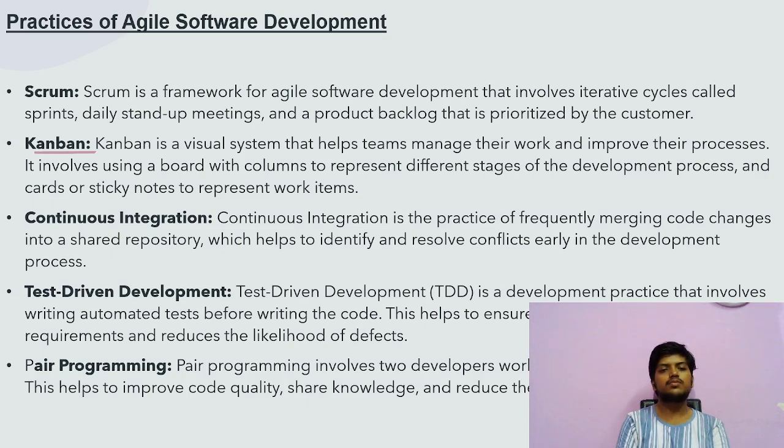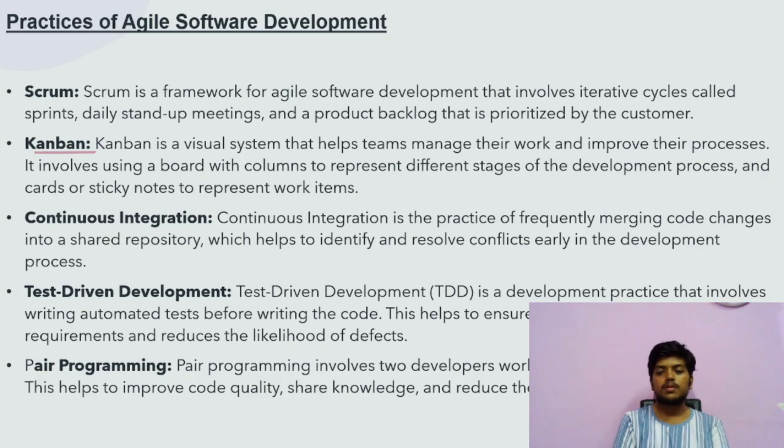Scrum is a framework for agile software development. It involves iterative cycles called sprints, daily stand-up meetings, and a product backlog that is prioritized by the customers. Kanban is a visual system that helps teams manage their work and improve processes. It involves using a board with columns to represent different stages of the development process, and sticky notes to represent work items. Continuous integration is the practice of frequently merging code changes into a shared repository, which helps to identify and resolve conflicts early in the development process.